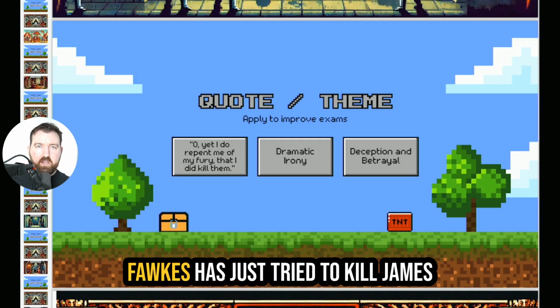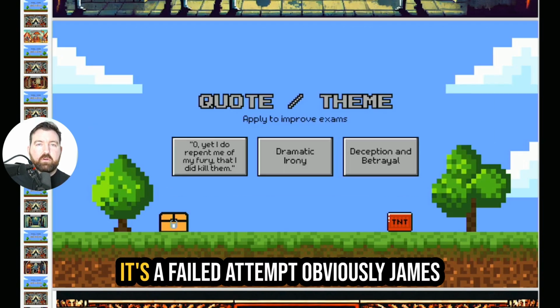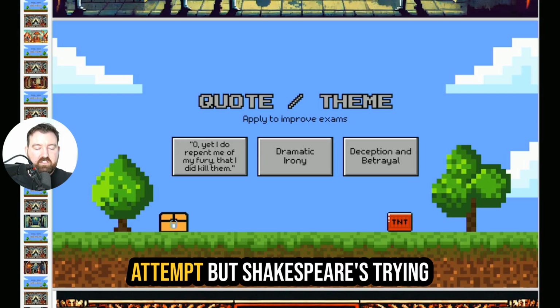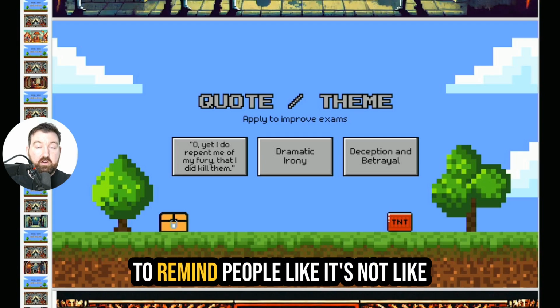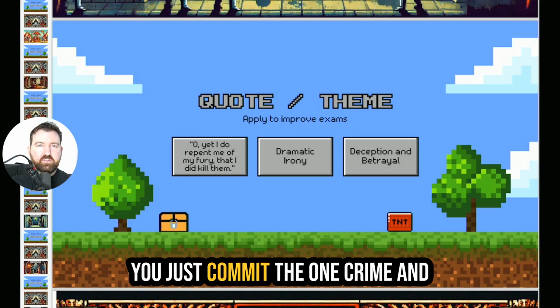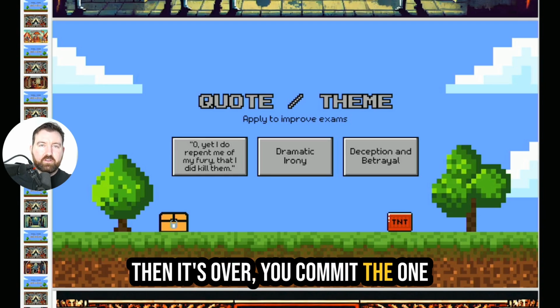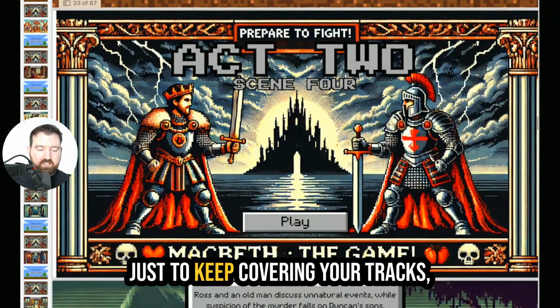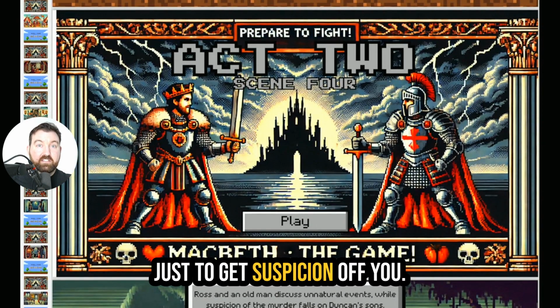So obviously Guy Fawkes has just tried to kill James I in the gunpowder plot. It's a failed attempt. Obviously James has survived that assassination attempt, but Shakespeare's trying to remind people it's not like you just commit the one crime and then it's over. You commit the one crime and then you've got to commit another crime just to keep it going, just to keep covering your tracks, just to get suspicion off you.